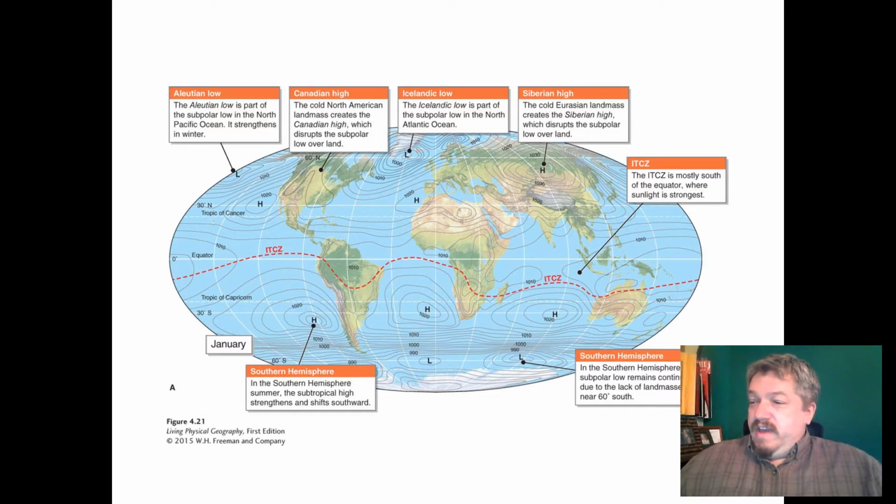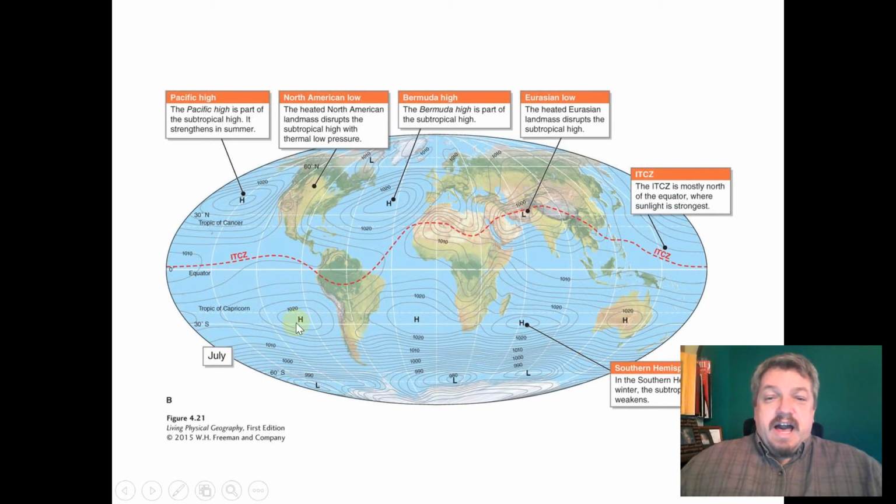Now, let's move ahead 6 months, and this is July. And now in the northern hemisphere, it's summer. So right here, right, the land area heats up much higher, so you have low pressure over North America and Asia, and higher pressure over the ocean. So you have the Bermuda High right here. Higher pressure here and lower pressure here. And this helps drive weather patterns. We're going to get into that a little bit later.